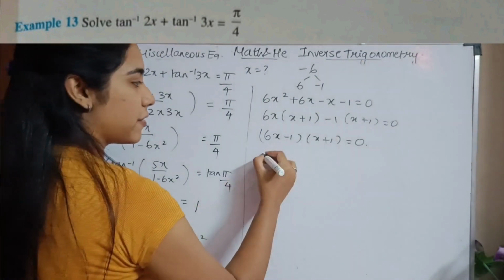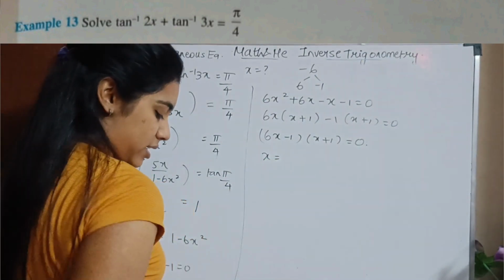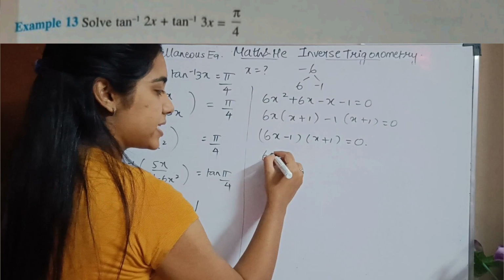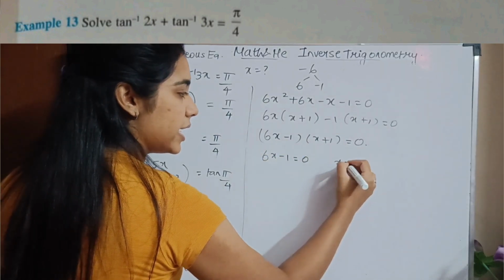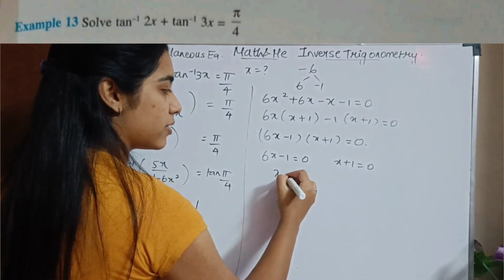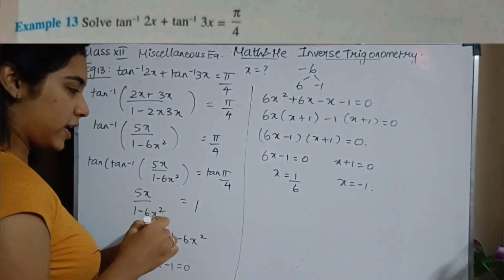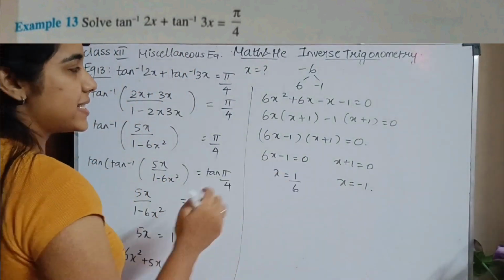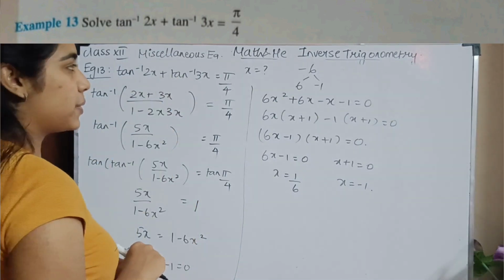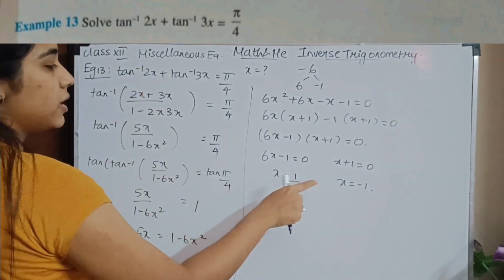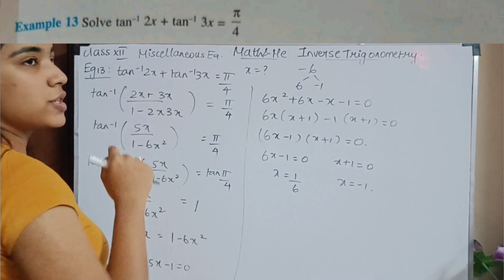Now what are my values of x? x can be 6x minus 1 equal to 0, or x plus 1 equal to 0. Now x value is 1 by 6 or x value is minus 1. So I have two values for x. But what do you see? x equal to minus 1 will not satisfy the equation. Correct? Tan inverse of minus 2 plus tan inverse of minus 3.